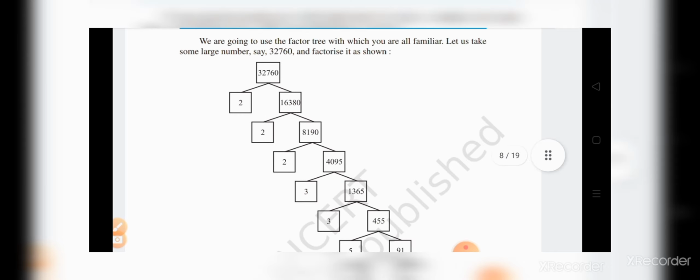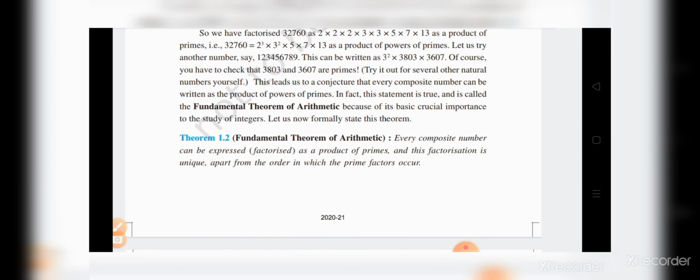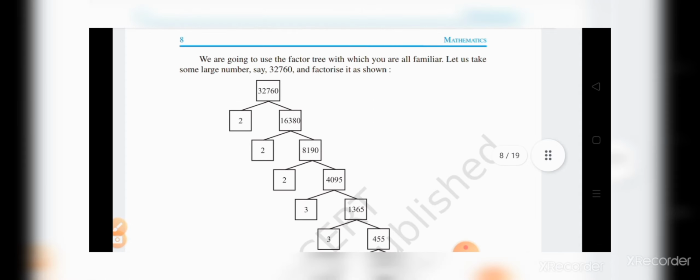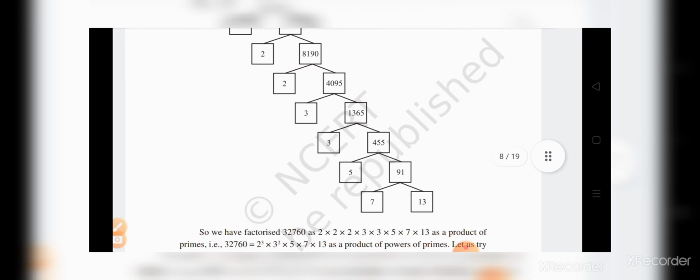So what do you understand? Here example 32760 is a composite number. We are factorizing this and we are getting factors as prime numbers. So any composite number can be expressed as a product of primes. So we can get this value 32760 by multiplying this 2 into 2 into 2 into 3 into 3 into 5 into 7 into 13.